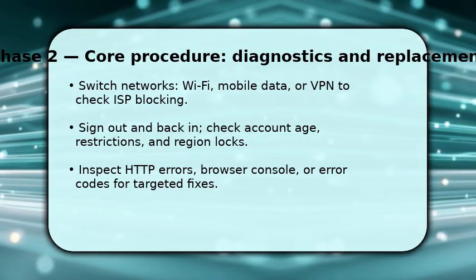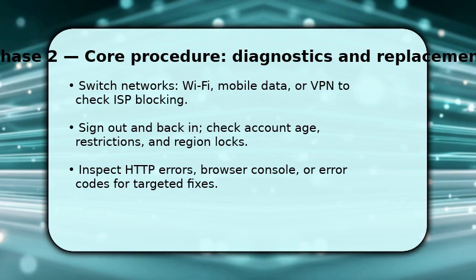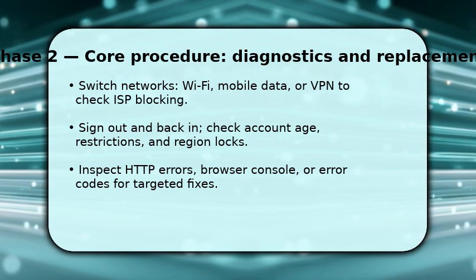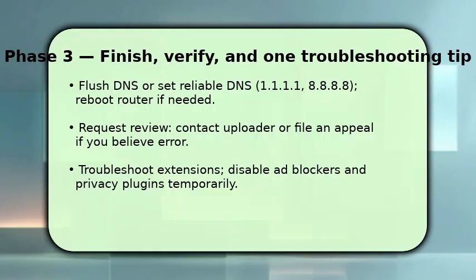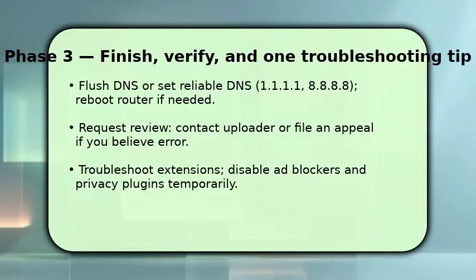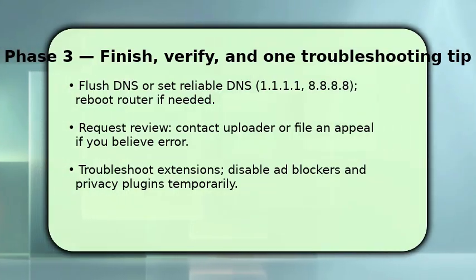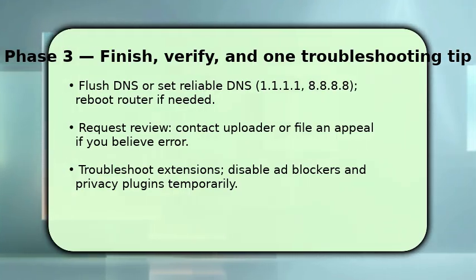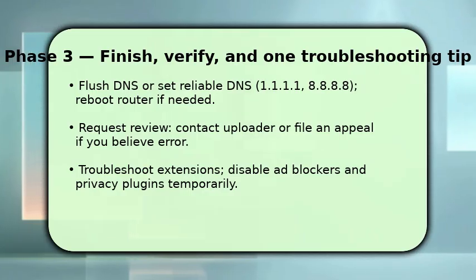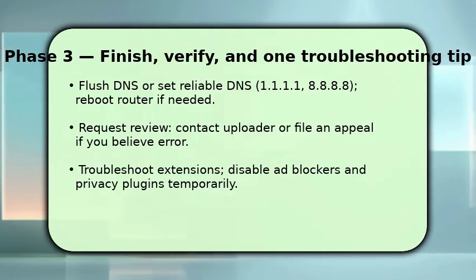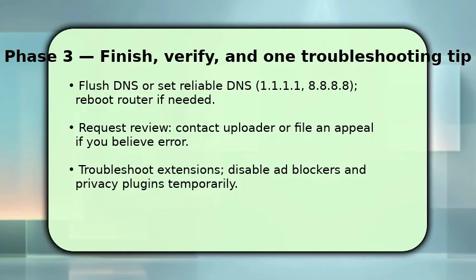To finish, perform targeted fixes. Flush DNS or switch to a trusted DNS like 1.1.1.1 or 8.8.8.8, then reboot your router. This clears routing problems. Disable browser extensions, especially ad blockers and privacy tools, because they can block playback. If the video still shows unavailable and you think that's a mistake, contact the uploader or use YouTube's appeal tools to request review.